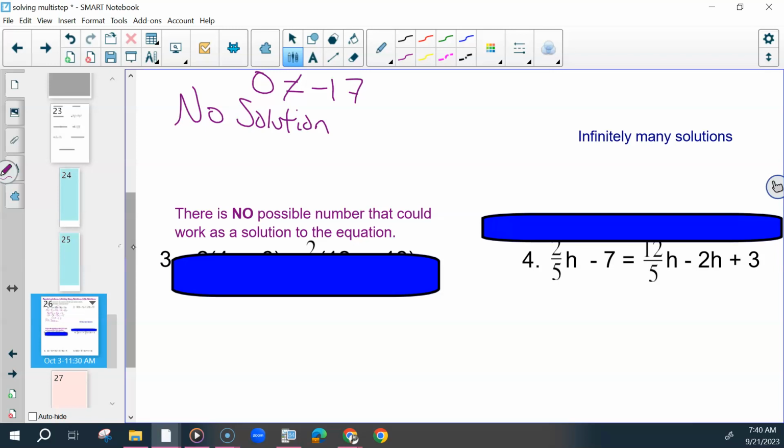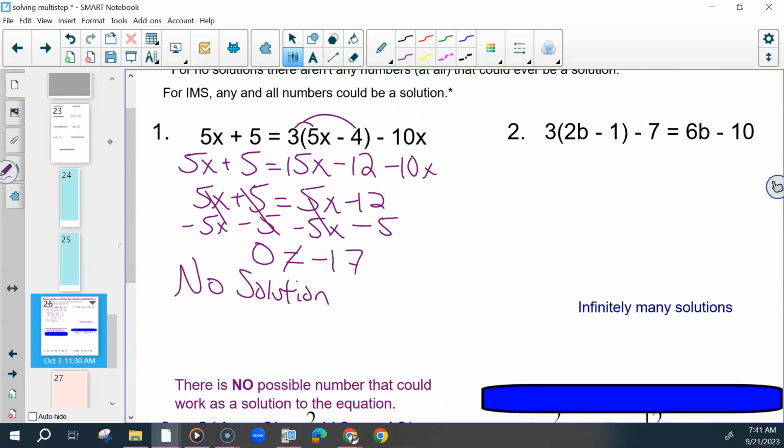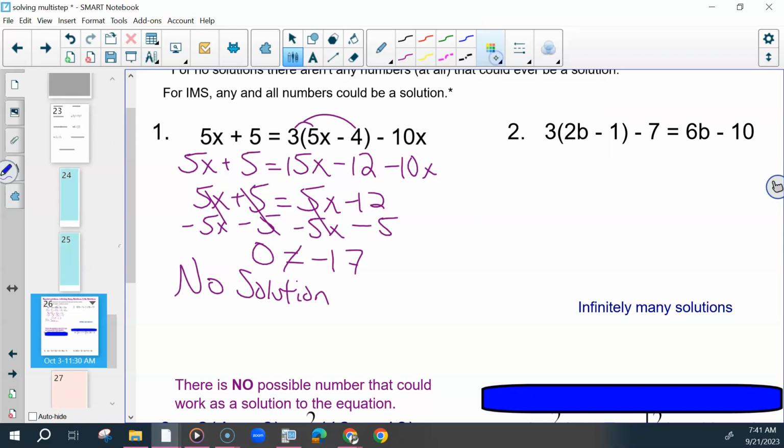Let's try this next one. Now this one, because of the name, you'll already kind of guess what type of solution this will be, but we'll still solve it anyway. So just like number 1, distribute. 6b minus 3 minus 7 equals 6b minus 10. Combine your left terms.